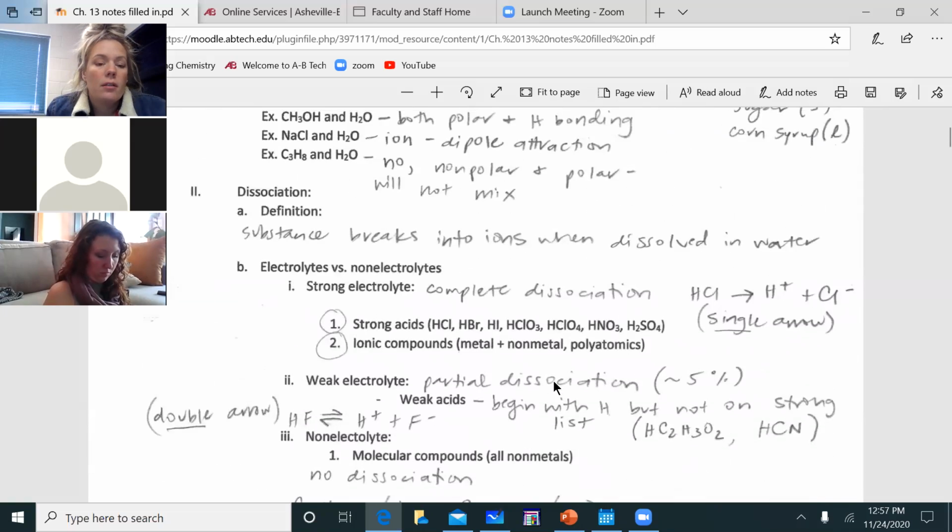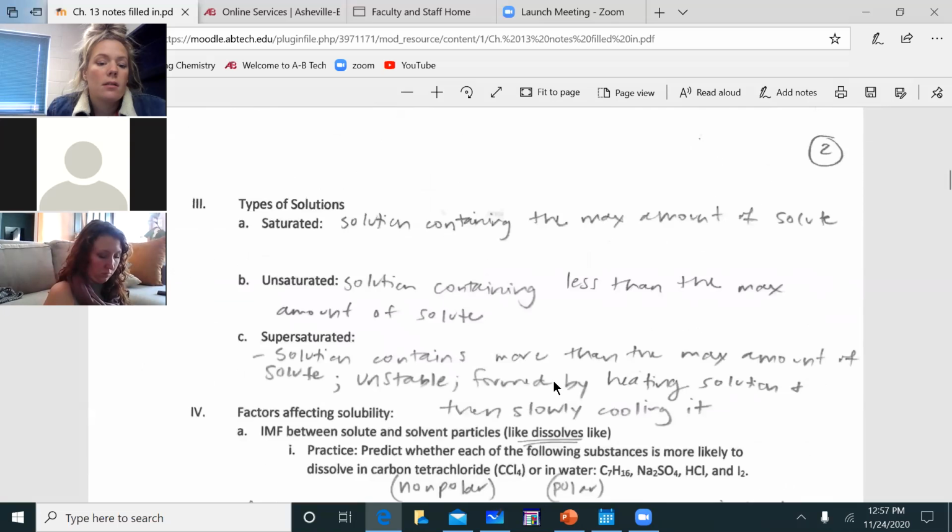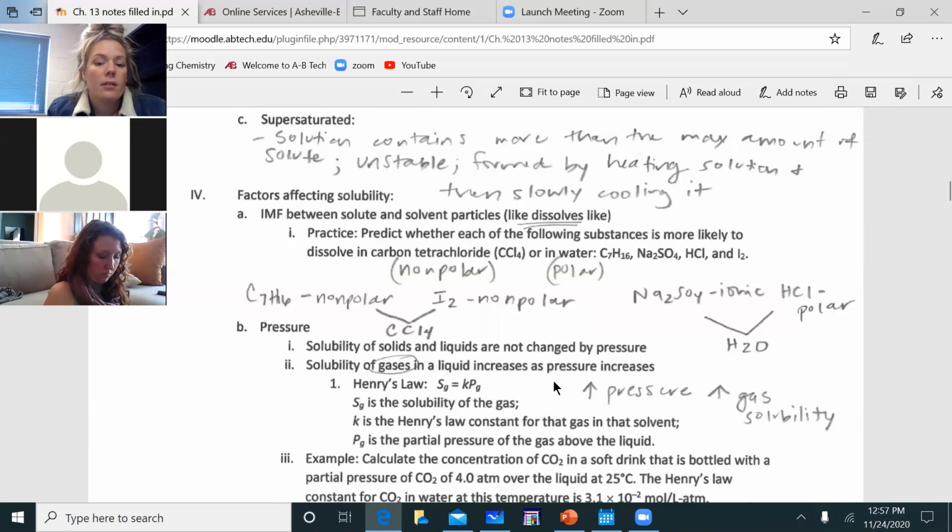So pressure does, in some instances, have an effect on solubility. It doesn't affect if we have a solid or a liquid dissolved in a liquid material. But the solubility of gases will increase with increased pressure. This is known as Henry's law. So if we increase the pressure above the liquid, we can increase the amount of gas that's dissolved.